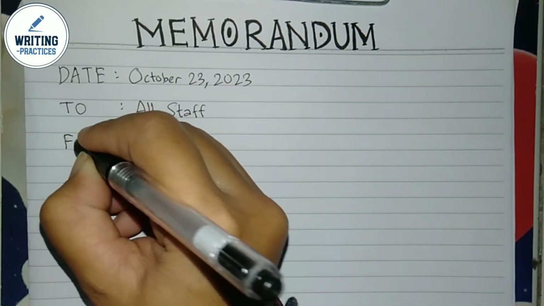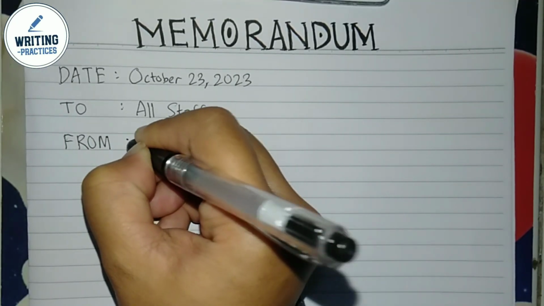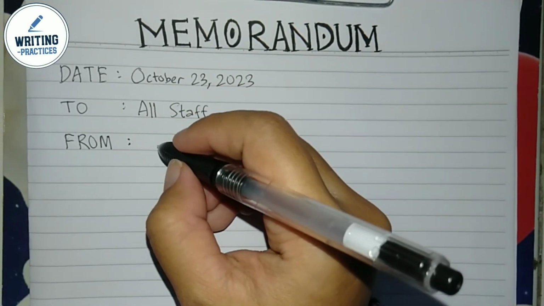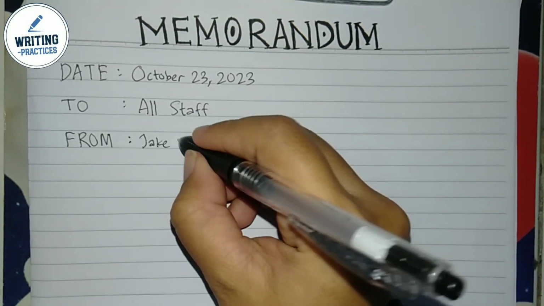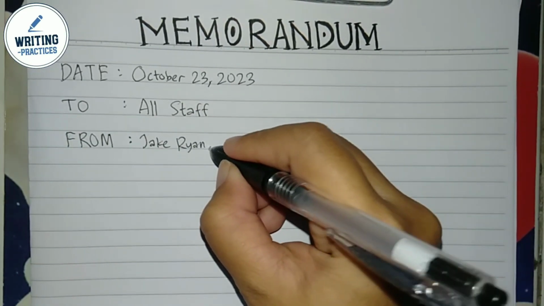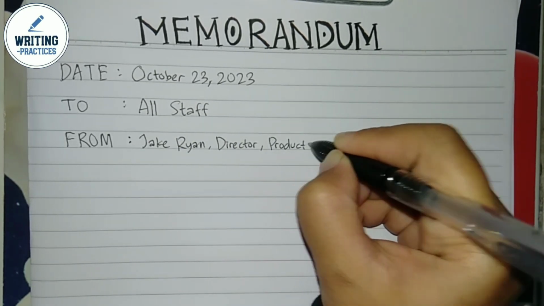First of all, write the date. You have to write the full format: month, day, date, and year. And then, write to whom the memo is written. In this case, it is to all staff. And write from, the one who writes the memo. Write the full name, the title, and the department.